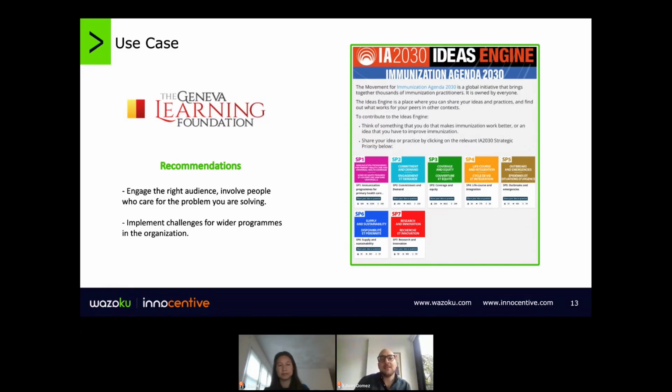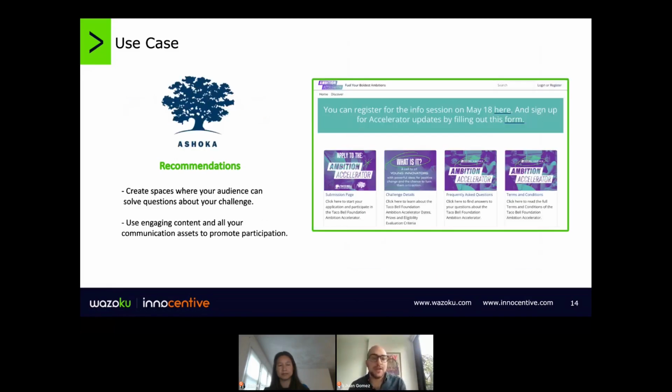And then the other use case that I would like to show you is Ashoka. Ashoka is launching a challenge with Taco Bell Foundation, and they are looking for young people who have innovation actions or ventures that want to promote change in their communities or in the world. And by doing this, the winners would have access to funding and to education towards how they can improve their processes.